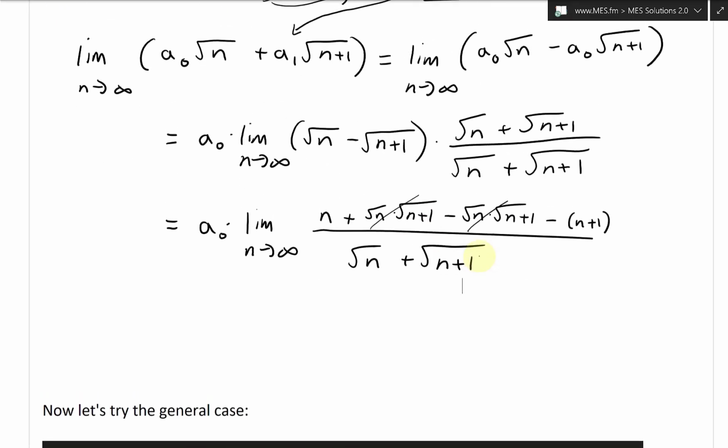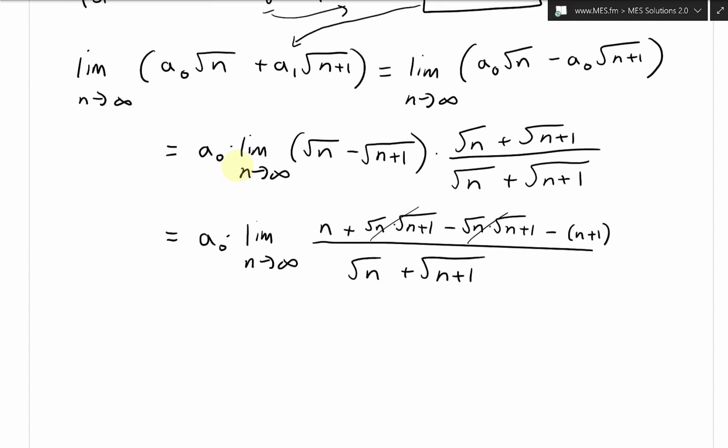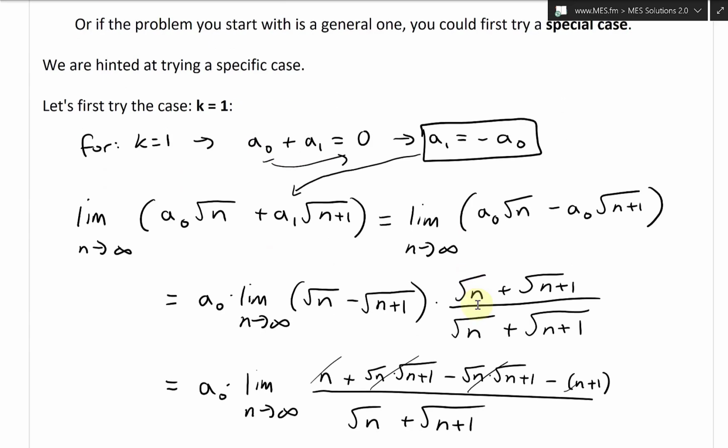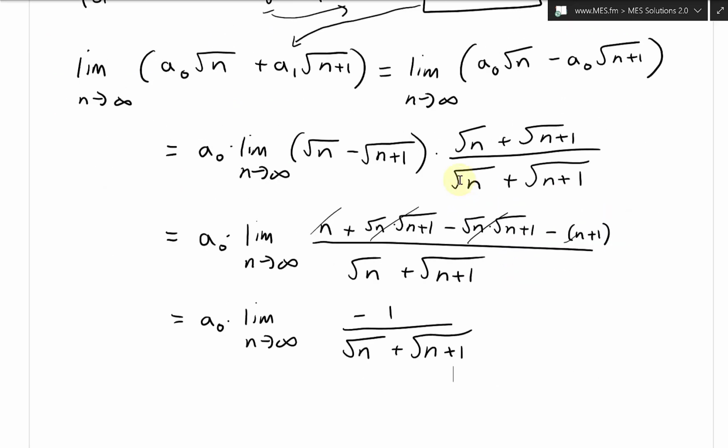So what this equals is a0 times the limit as n approaches infinity. Everything cancels, even this one cancels with this. All we're left with is a negative 1 there. So negative n plus n plus 1, it's going to be negative 1. Negative 1 over square root n plus square root n plus 1, and now we can take the limit because we couldn't do it before. You'd have a bunch of infinities, infinity minus infinity and so on.